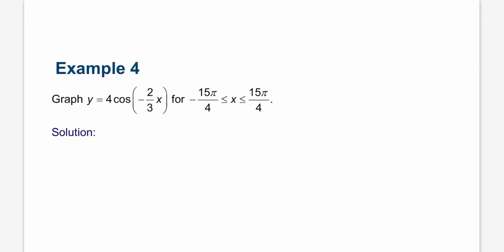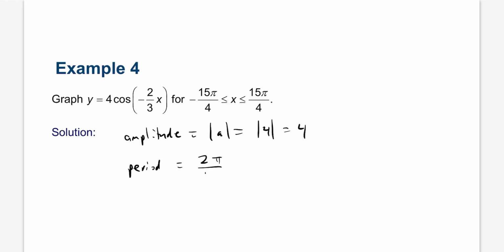All right, the last example is cosine. So let's start with the amplitude again. Amplitude is the absolute value of A, which is the absolute value of 4, which is 4. The period is 2 pi over absolute value of B, which is 2 pi over absolute value of -2/3, which is going to be 3 pi. Because you're going to multiply by the reciprocal, and you should get 3 pi there.